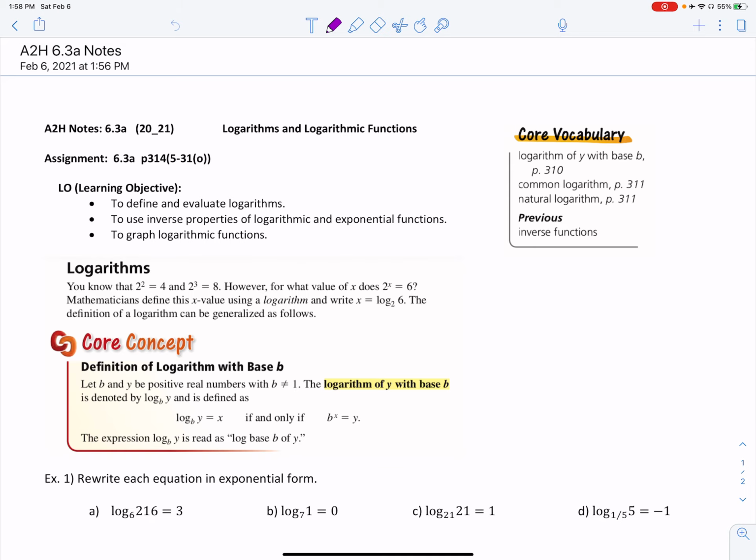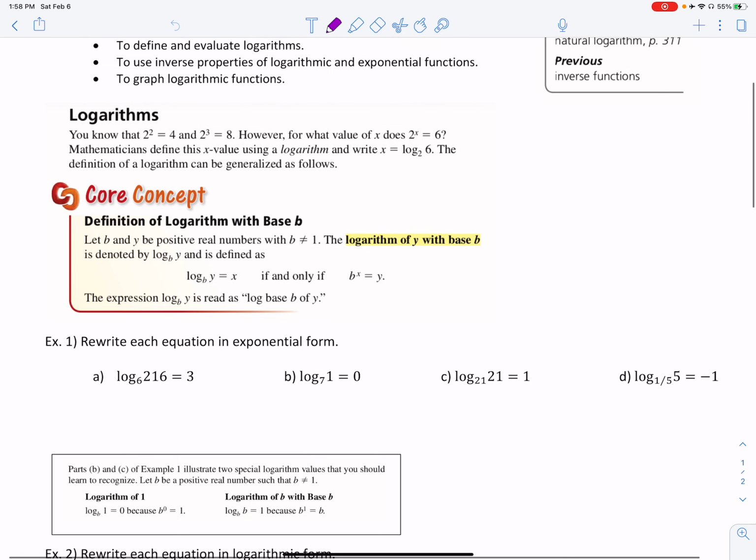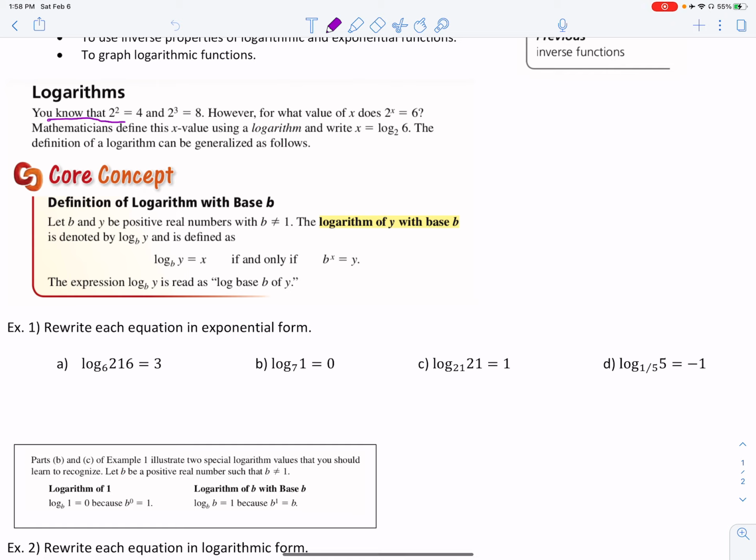And so the definition of, well, before we get to that, let's get this a little bit right before here. You know that 2 squared is 4 and 2 cubed is 8. However, for what value of x does 2 to that power equal 6? This is what we use logarithms to find. So in 2 to the x equals 6, logarithms have a base, and the base is going to be 2.